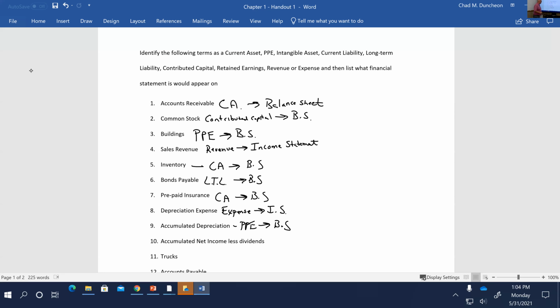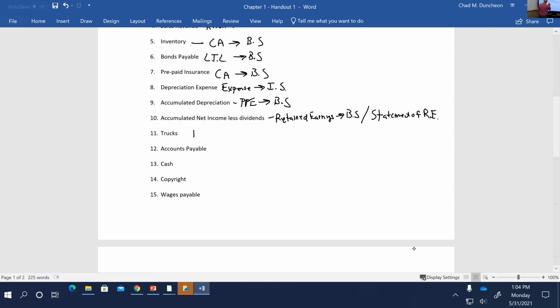Accumulated net income less dividends, that is the definition of retained earnings, which is found on the balance sheet. It's also found on the statement of retained earnings, so that one is actually on two different financial statements. Once we get our income, then we do our statement of retained earnings, which finds a new retained earnings amount. And then we move it over to the balance sheet.